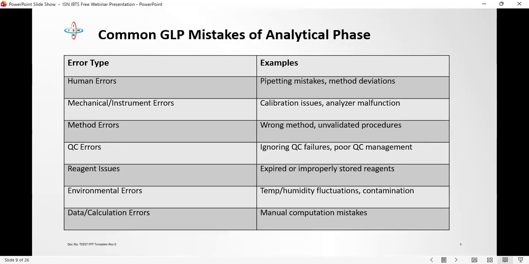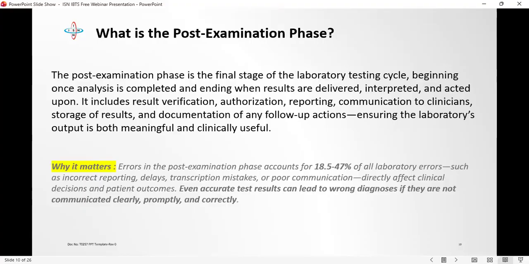Okay, data and calculation error. These are manual computational mistakes, maybe when you're doing calculations, especially for those that calculate manually. You make sure that whatever calculation you're carrying out is actually the right calculation. So these are inherent errors that can be seen in the analytical phase of your testing. Okay, next slide. This is where I will stop, and Nkem will take over.